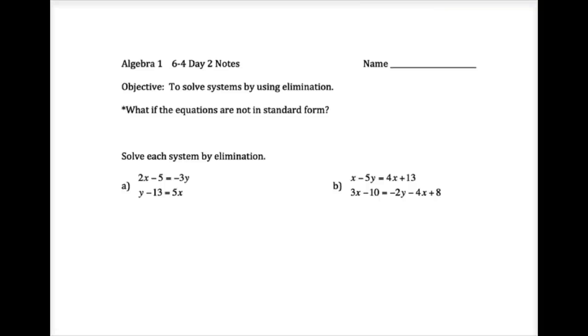All right. We're going to continue, guys, our discussion on solving systems by elimination.